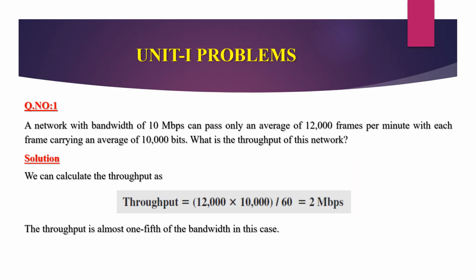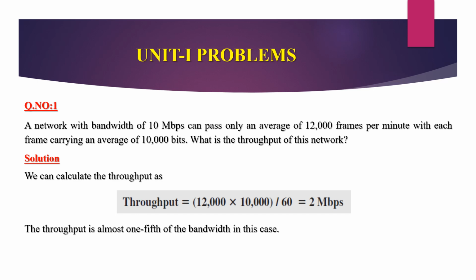Let us see the problems in Unit 1. The first problem is a network with the bandwidth of 10 Mbps can pass only an average of 12,000 frames per minute, with each frame carrying an average of 10,000 bits. What is the throughput of this network?